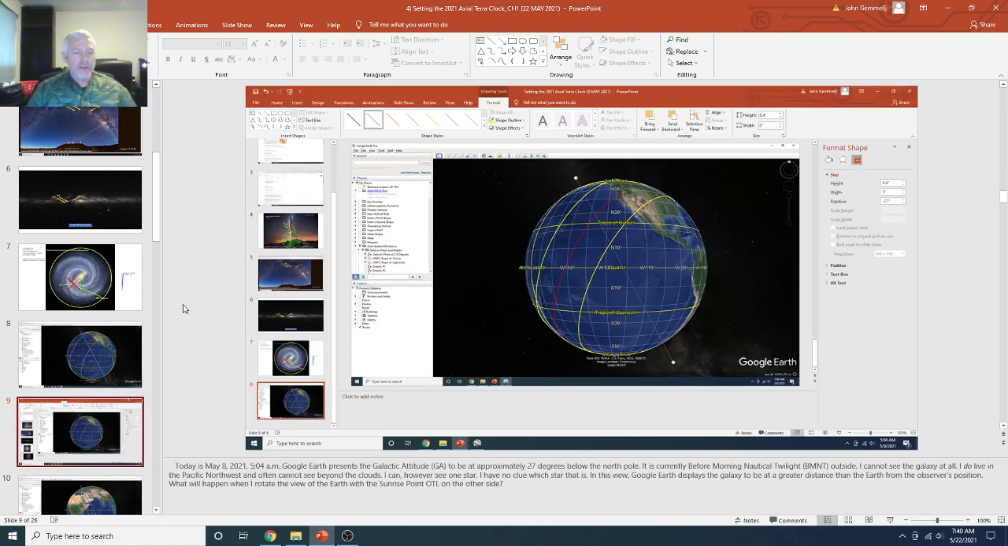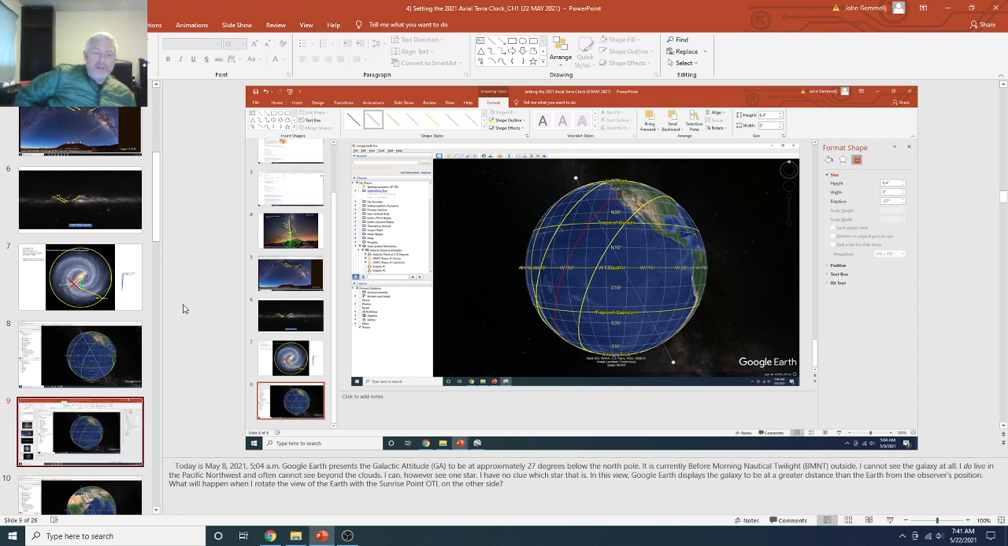Today is May 8, 2021, 5:04 a.m. Google Earth presents the galactic attitude to be at approximately 27 degrees below the North Pole. It is currently before morning nautical twilight, BMNT, outside. I cannot see the galaxy at all. I do live in the Pacific Northwest.